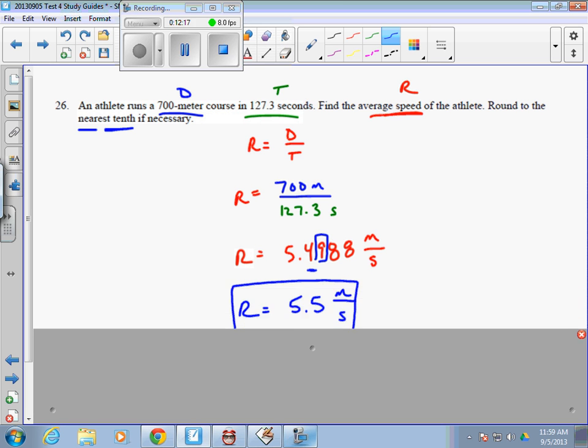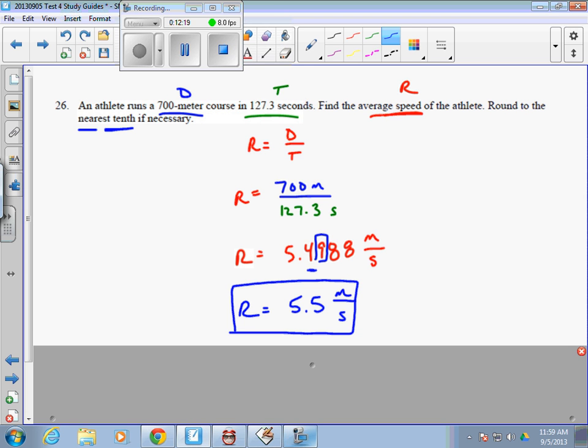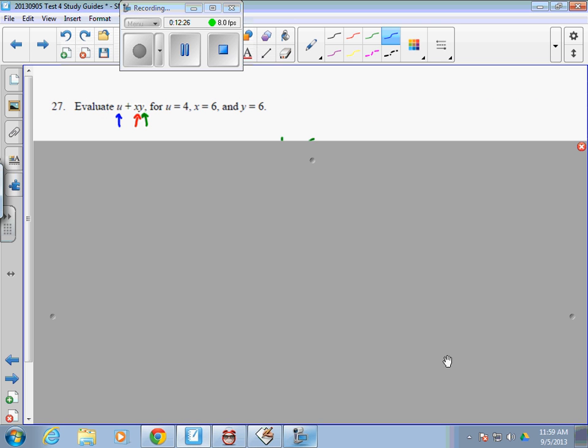But again, round to the nearest tenth. So that 4 either needs to round up or stay the same. 9 tells you to go up. Your rate or your speed is 5.5 meters per second.